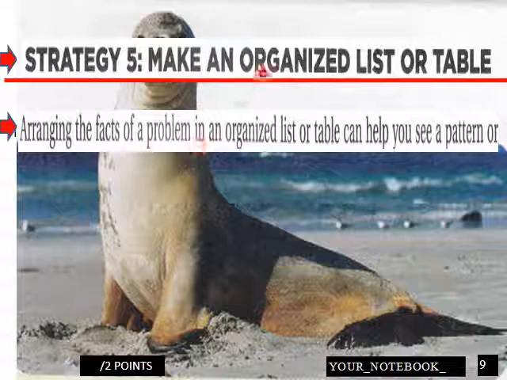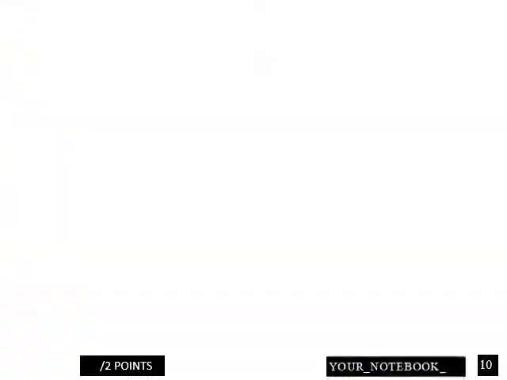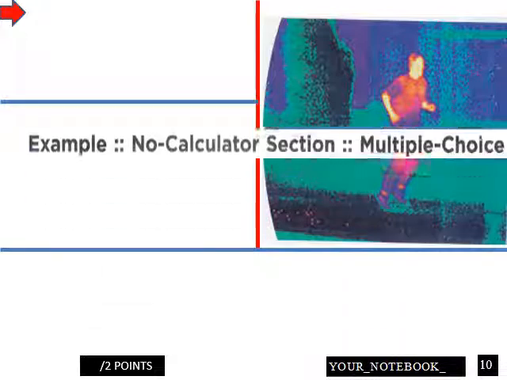Strategy number 5, make an organized list or table. Arranging the facts of a problem in an organized list or table can help you see and make it easier to solve a specific problem.